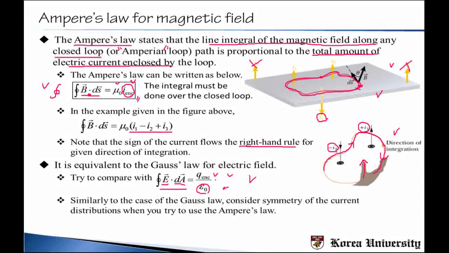And just like the case of Gauss's law, when we tried to use Gauss's law, the calculation was becoming very simple when you had good symmetry of the charge distribution, right? So Gauss's law was very useful when you had a symmetric distribution of the electric charges. And just like that, when you try to use Ampere's law, think about the symmetry of the current distribution. And if there is good symmetry, then the calculation will become very simple.